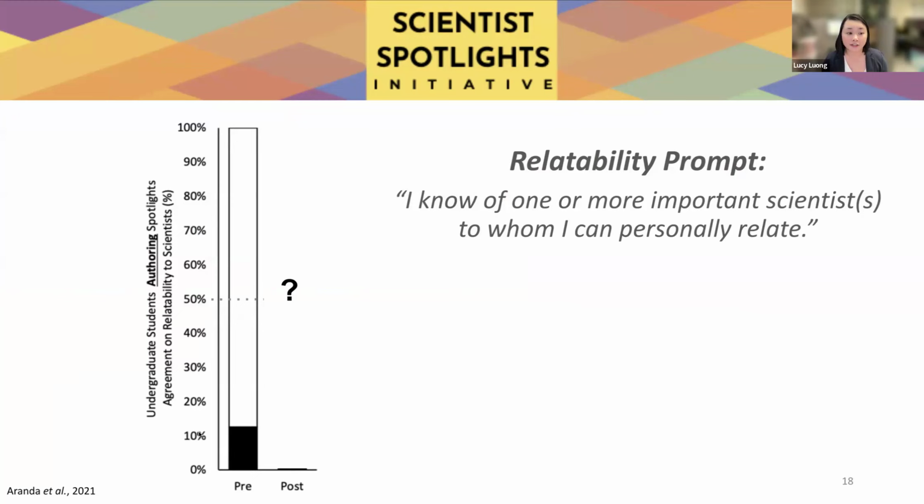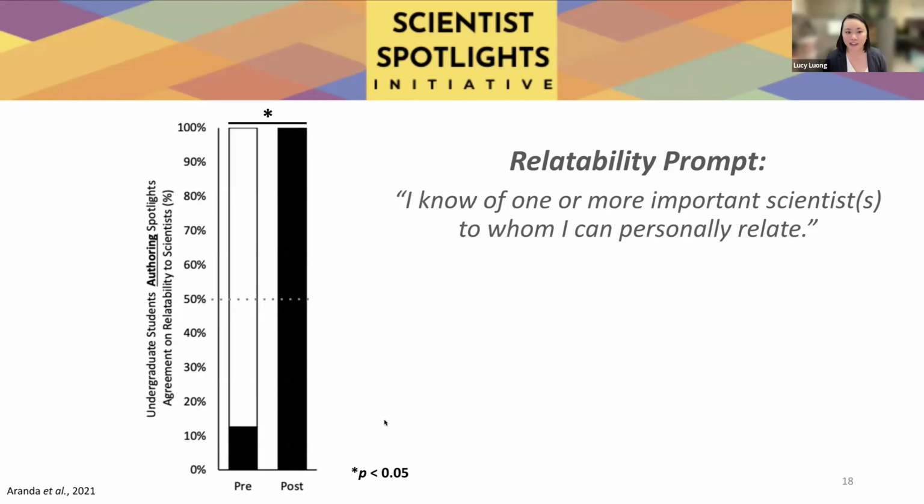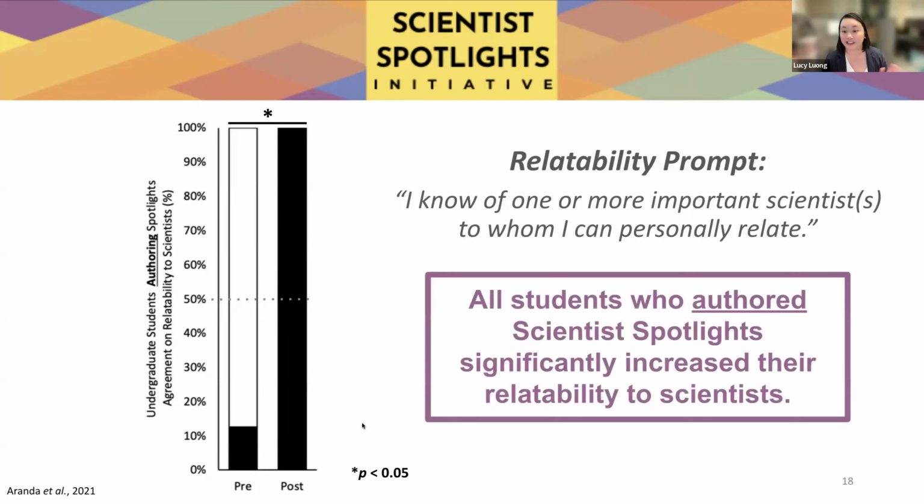I'm sharing just one graph right now with data on those 18 student authors that I highlighted. We actually asked them the same question, and they're the ones writing these spotlights, not actually experiencing them in class. And we've asked them to do this survey as well, to do this assessment. So not many really agreed at the beginning that they could relate to scientists. But actually, a profound, significant shift happened towards their post-assessment. So all students who authored spotlights significantly increased their relatability to scientists.